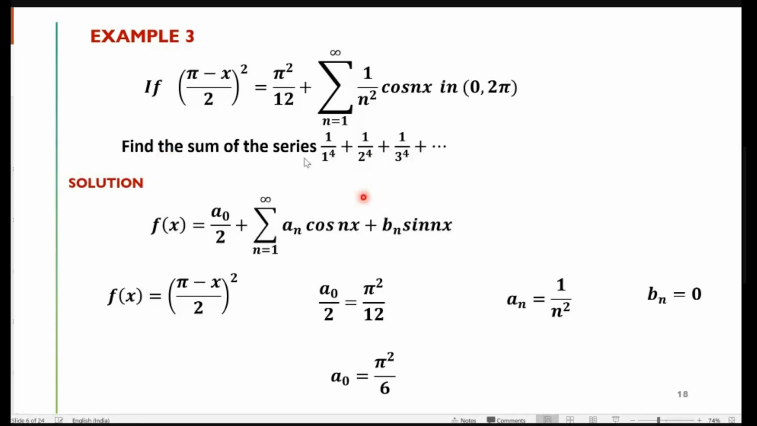To find the sum of the series, one way is either you give the value of x equal to something or use Parseval's. Now we can put the value of x equal to something only when we have squared terms in the series. Since we are having raised to 4 terms in the series, we have to use the Parseval's identity. So writing the Parseval's identity in 0 to 2 pi.